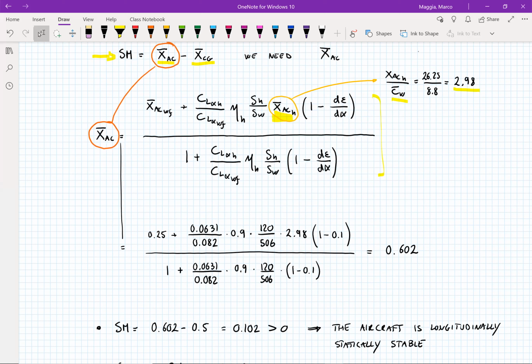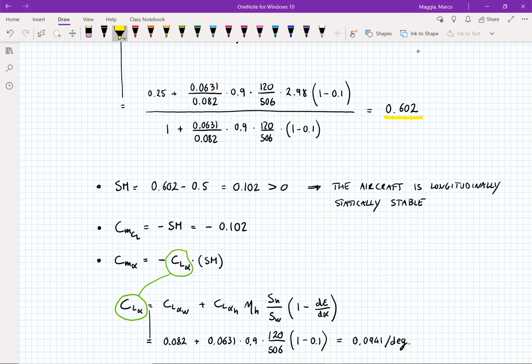So by plugging in the numbers, we find that the position of the aerodynamic center of the aircraft, or of the neutral point, either way, is 0.602. Now the static margin is going to be 0.602 minus the location of the center of gravity. So we have 0.102, which is positive. Therefore, the aircraft is longitudinally statically stable. What is Cm CL? Well, that's just the opposite of the static margin. So easy, that's just minus 0.102.